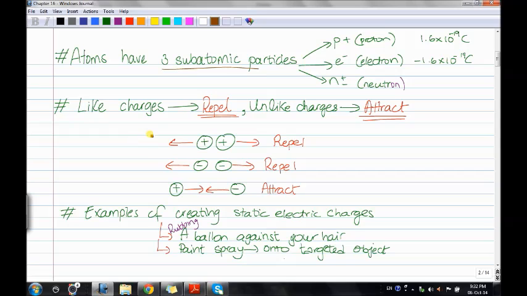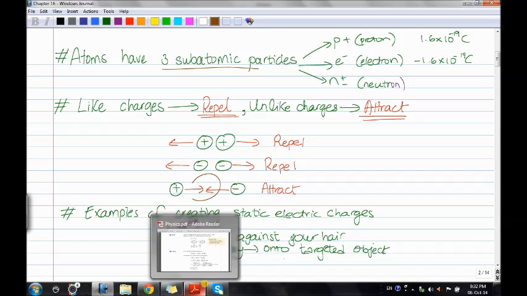Now, like charges repel and unlike charges attract. As you can see here, the positives repel, and the negatives also repel. But the positive and negative, because they are unlike charges, attract.